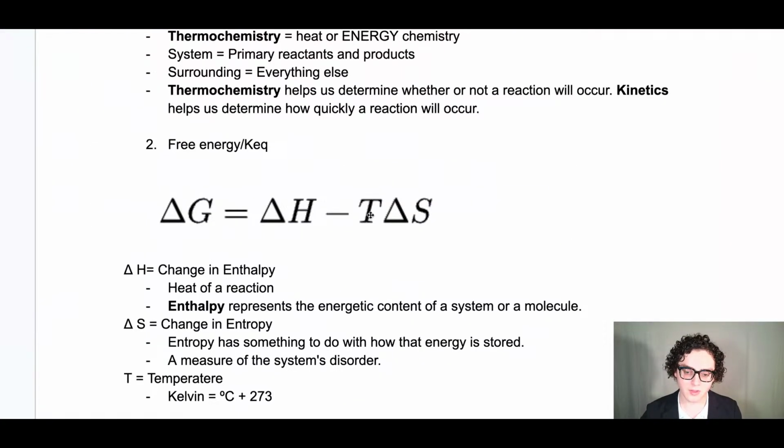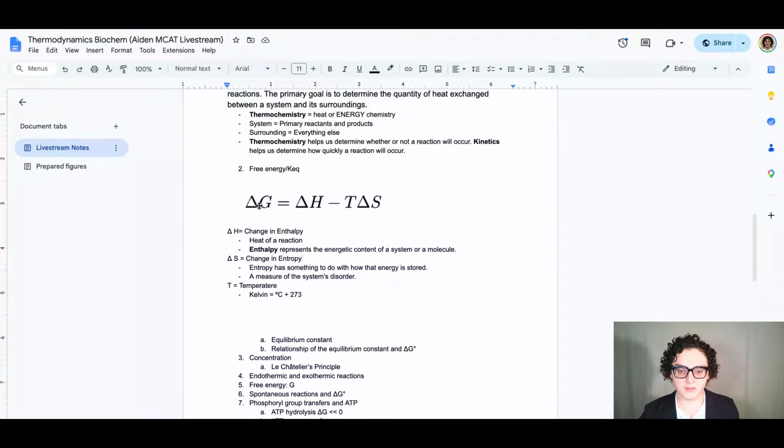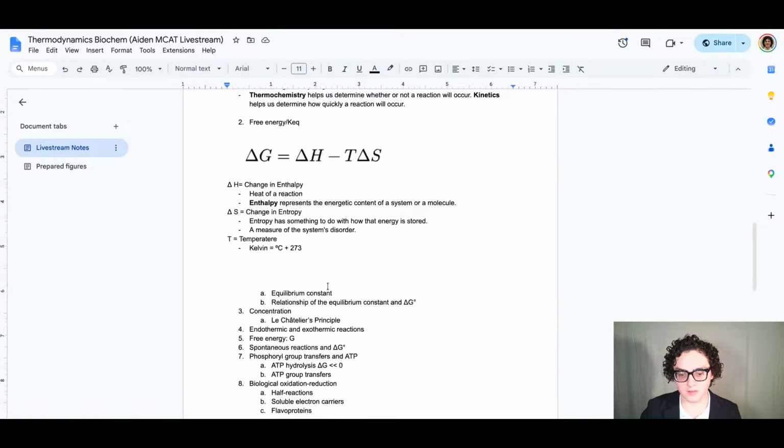That is the number that we plop in front of the change in entropy in order to find delta G. All right, so there is delta G. It's the energy of the reaction minus the temperature in Kelvin times the disorder of the reaction. And it's the change in all of those things.